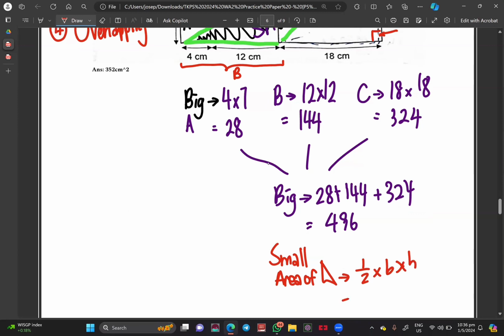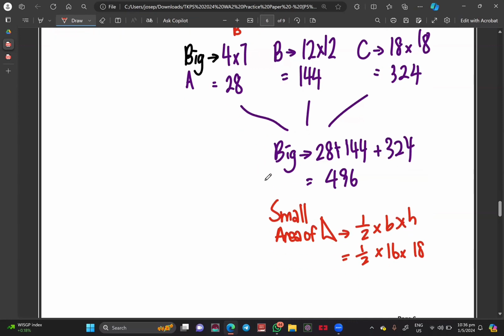We know what our base is. Our base is basically 16. What's our height? Our height is 18. Same thing, you want to cancel, also can. You cancel, you get 1, you get 8 over here. So when we do 8 times 18, we get an answer of 144.